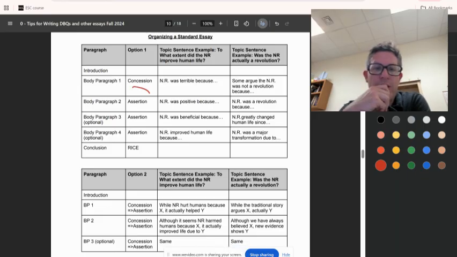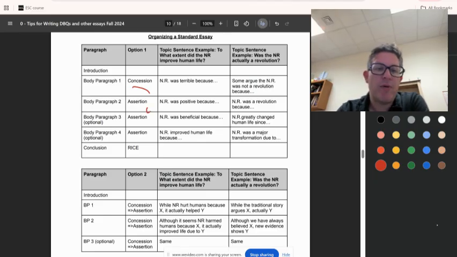concession as your first body paragraph. Your NR stands for Neolithic Revolution, trying to answer the question, did Neolithic Revolution improve human life? Say, okay, it was terrible because of X. Or if you were doing the question, was the Neolithic Revolution actually a revolution? Some argue it was not a revolution because X.